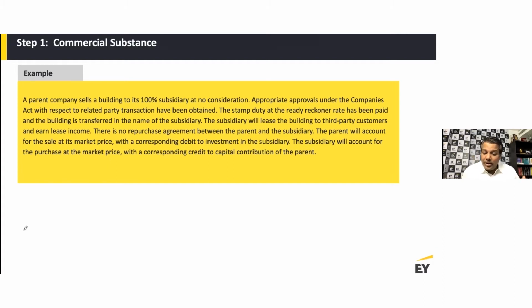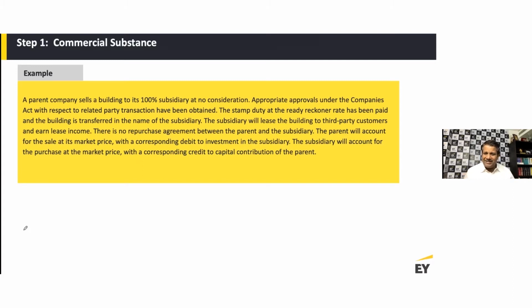they're going to pay the stamp duty. It is done at the ready reckoner rate. Of course, they've not received any consideration, but that's my subsidiary, so I'm going to record that as a contribution by increasing the value of my investment in the subsidiary, and the subsidiary is going to record that as a contribution of capital. So in a way, I have made a capital contribution to my subsidiary by way of non-monetary transfer of assets, right? If I have done a non-monetary transfer of an asset, the question is, is there a commercial substance?